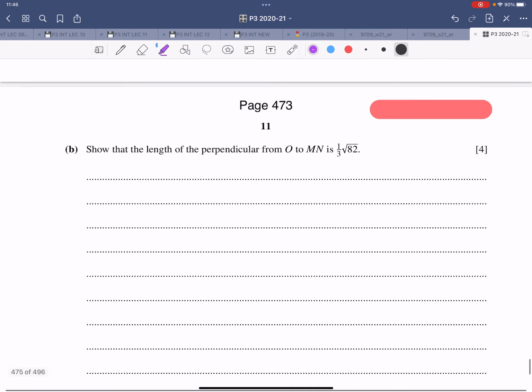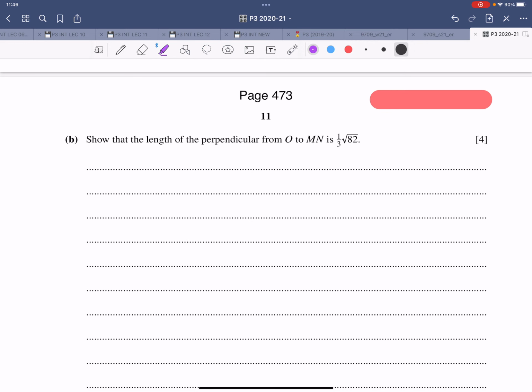Next part. Show that the length of the perpendicular from O to this line is this much. So draw a small diagram. This is the line MN. So somewhere here is M, somewhere here is N. This is the origin O. You drop a perpendicular like this, where it meets, let's call this point R.